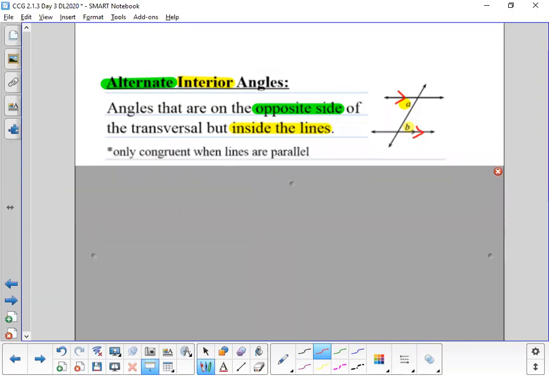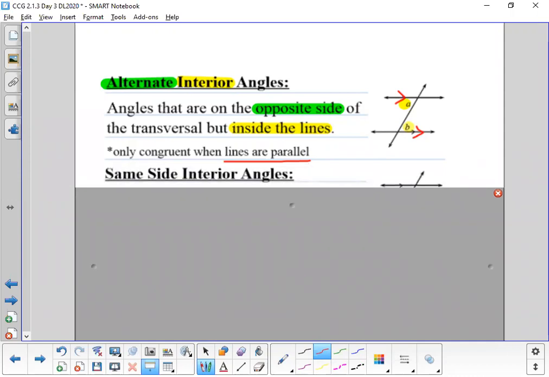And what we learned today is that my alternate interior angles will be congruent only when the lines are parallel. So we had that conjecture, that if-then statement that said if the lines are parallel, then the alternate interior angles are congruent. All right, so there's my diagram of alternate interior angles.